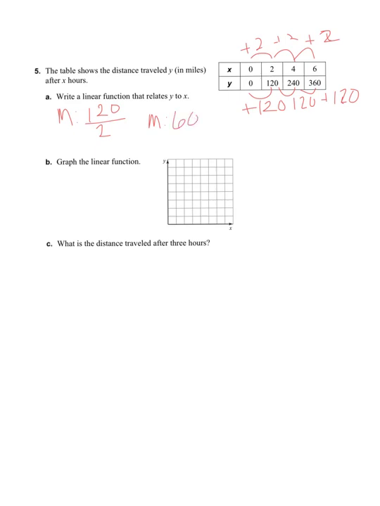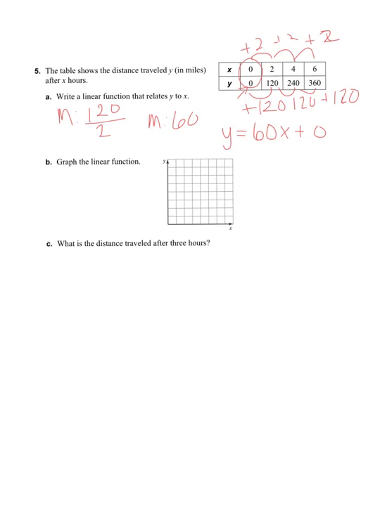120 divided by 2 is just going to be 60. Our y-intercept is where x equals 0. We take the other number. In this case, it's just 0. So our equation is going to be y equals 60x. And if you want to, you could put plus 0, or you could just have y equals 60x.